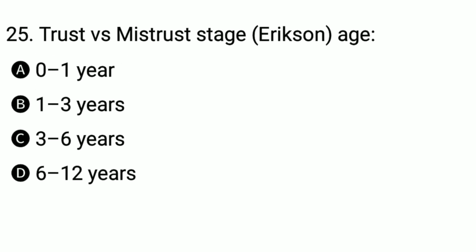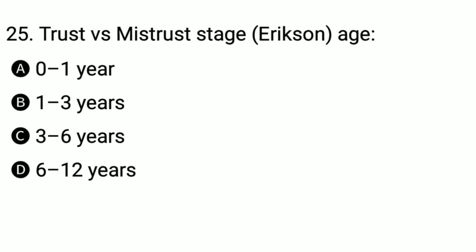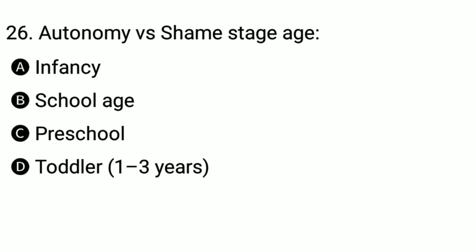Question number 25. Trust vs mistrust stage age. The right option is option A, 0 to 1 year. Question number 26. Autonomy vs shame stage age. The right option is option D, toddler.